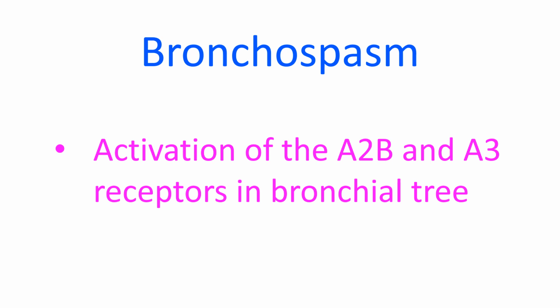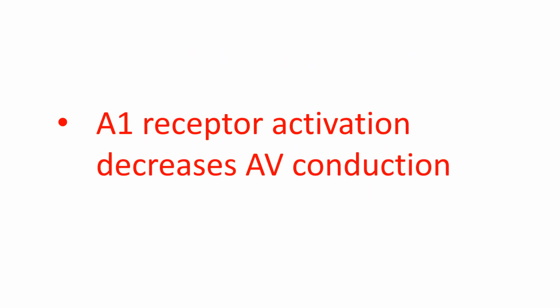Activation of the A2B and A3 receptors in the bronchial tree can lead to bronchospasm. Activation of the A1 receptor results in decreased atrioventricular conduction, and adenosine cannot be given in those with atrioventricular conduction disturbances in the absence of a pacemaker. Such patients can be given dobutamine infusion.